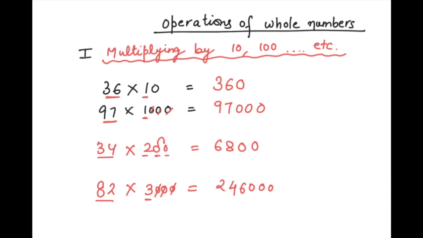Okay. One more thing we need to understand. If in the first part you have zeros also, so what will you do? In this case, 210 times 200: 21 times 2 is 42. And then how many zeros? You have to count all the zeros, even with the first number. So it's 1, 2 and 3. So your answer will be 42,000.